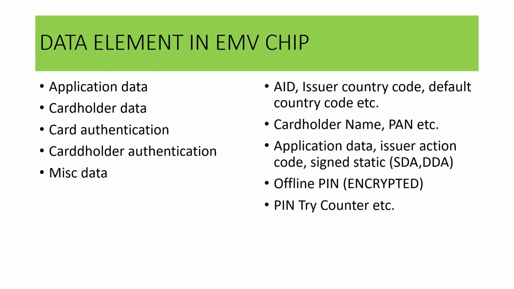Regarding cardholder authentication, the EMV chip also has the capability to do transactions offline. So the PIN is also stored in the card in encrypted form. Then other miscellaneous data is also stored as data elements, like the PIN try counter, invalid PIN try counter, and various other things like PDOL and the application transaction counter, ATC, which are stored in the form of data elements in the EMV chip. We will discuss these elements in the subsequent lectures.